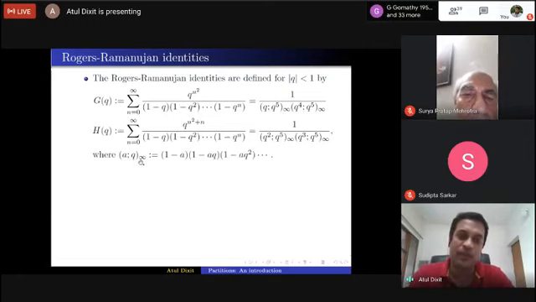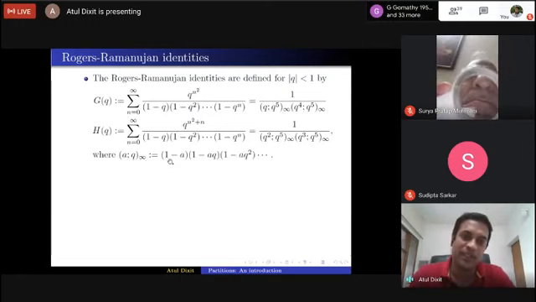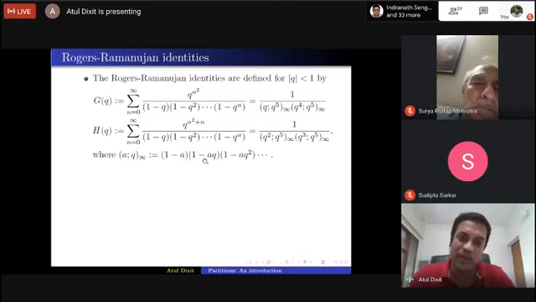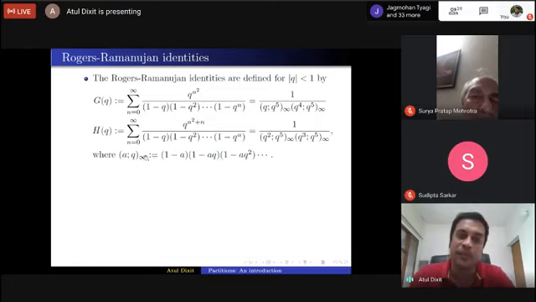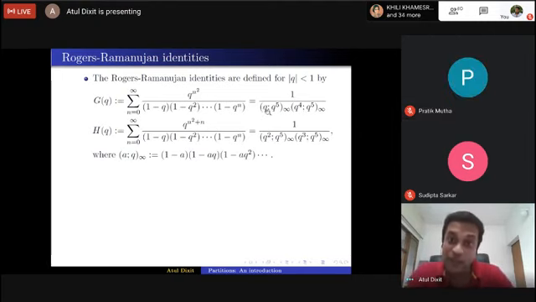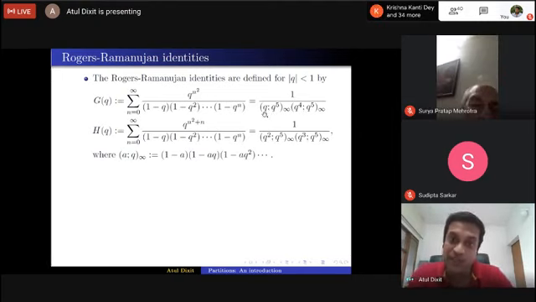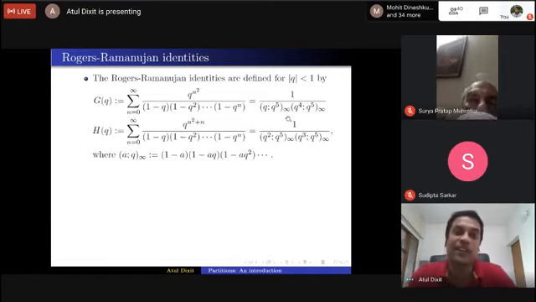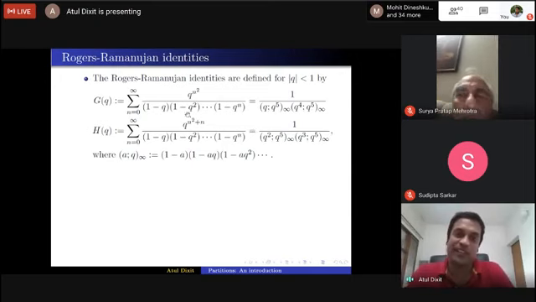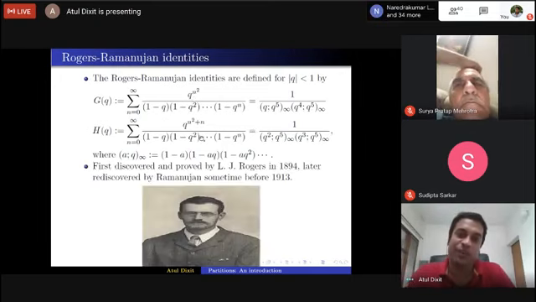A semicolon q sub infinity is nothing but 1 minus a times q, 1 minus a times q square, and so on. Of course, here we have to assume that this converges, and when mod q is less than 1, you have the convergence. So this one, for example, will be 1 minus q, then 1 minus q raised to 6, then 1 minus q raised to 11, and so on. 1 minus q raised to 4, 1 minus q raised to 9, 1 minus q raised to 14, and so on. So the first Rogers-Ramanujan identity and the second, what is the difference?